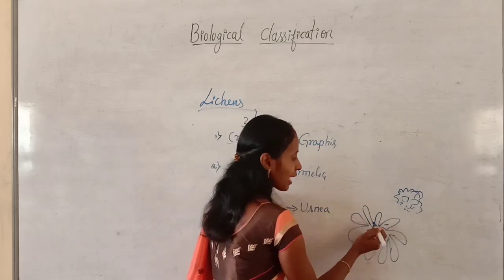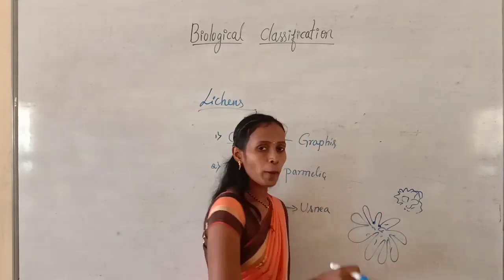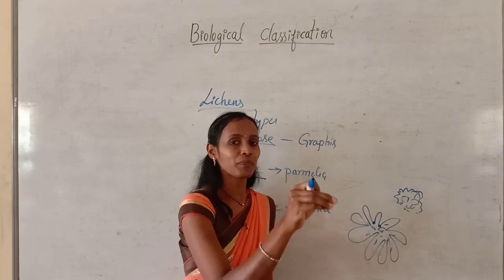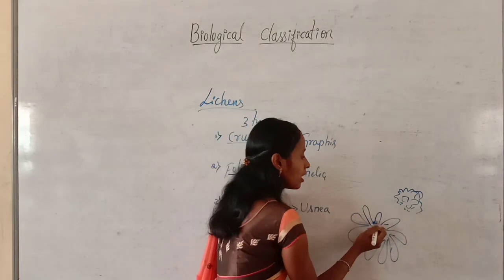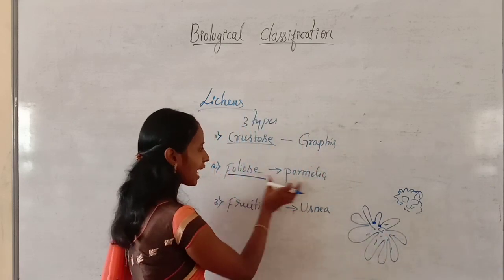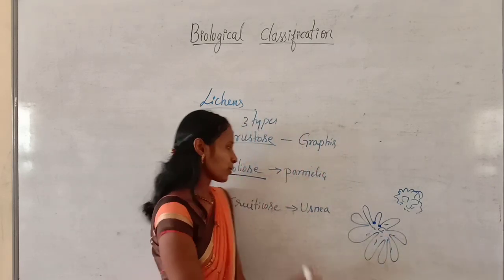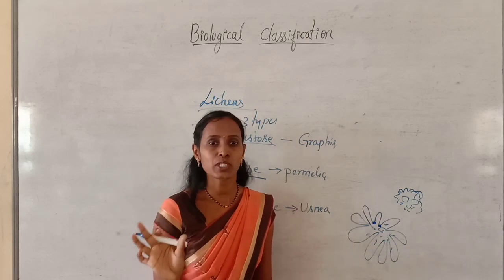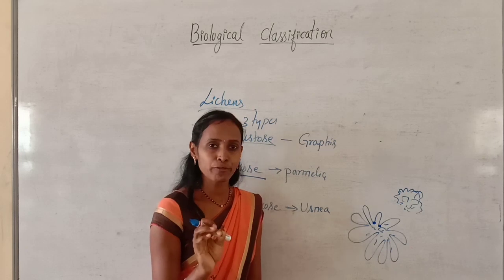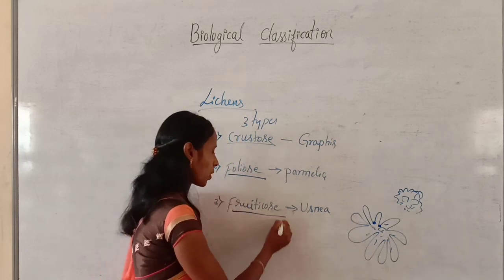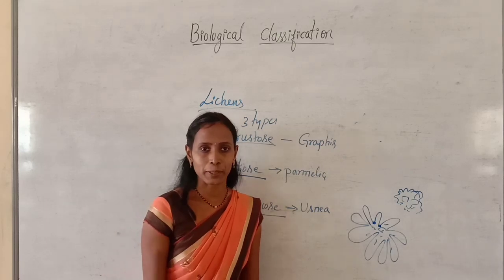Here the lobes are attached to the surface, which may be the tree bark or the branches. And the example is Parmelia. So foliose refers to a leaf-like structure. That is very important. They look like a leaf-like structure. An example is Parmelia. And the third type is called fruticose lichen.